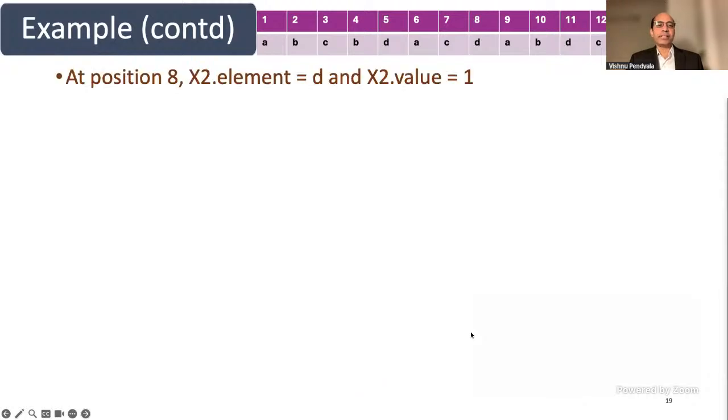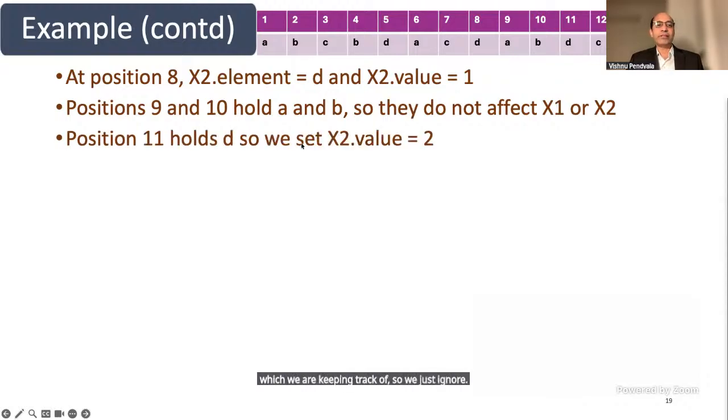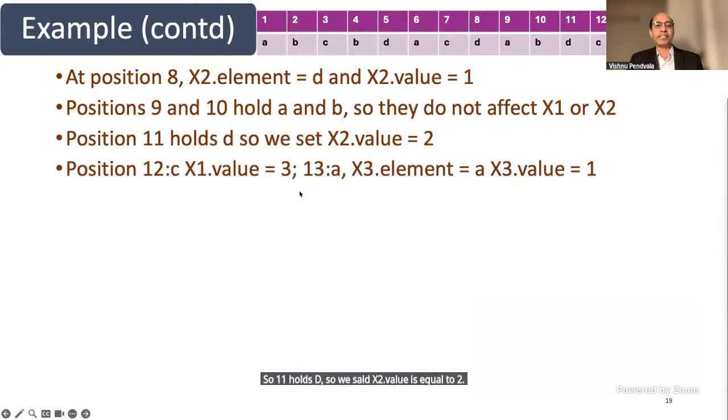So we continue doing this. At position 8, our chosen position, we get element D and we set the count to 1. 9 and 10 do not contain either C or D, which we are keeping track of, so we just ignore them. 11 holds D, so we set x2 dot value equal to 2. At 12, x1 dot value is equal to 3, because we are keeping track of C, so we increment the value, the count of C, and so on and so forth.